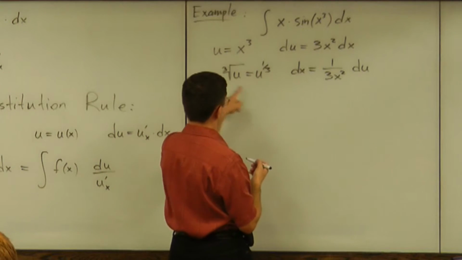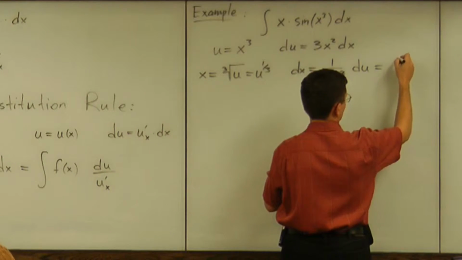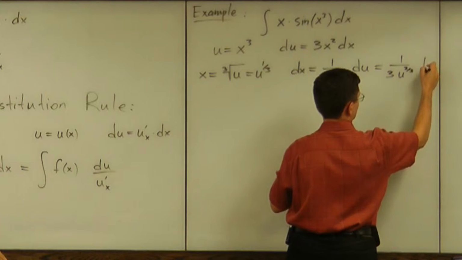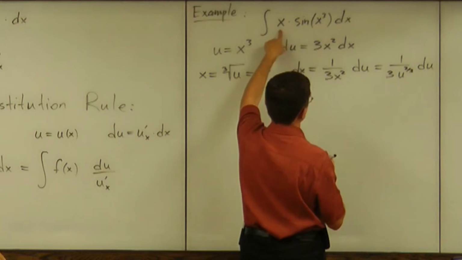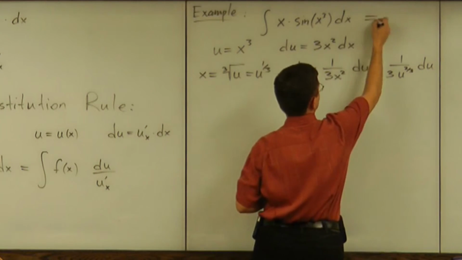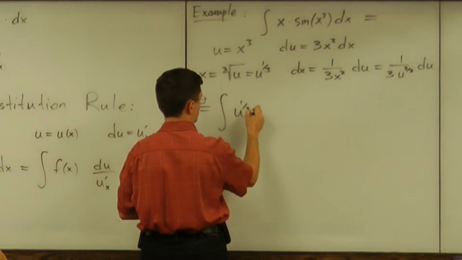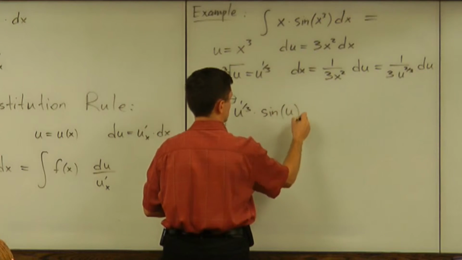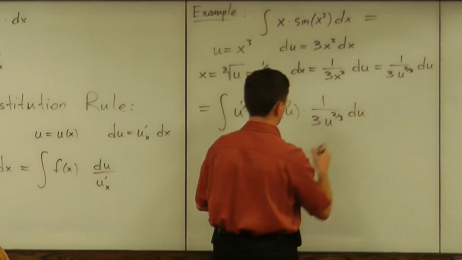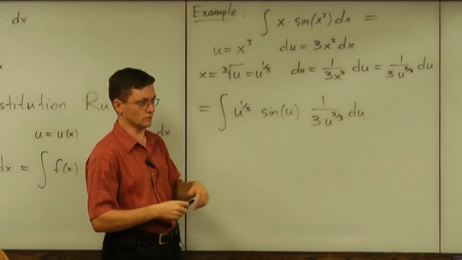And then, if I use this expression for x, my dx becomes completely in terms of u: 1 over 3 u to the power 2/3 du, and everything in the integrand can be written in terms of u. So my integral, I'll continue now the computation of the integral, becomes u to the power 1/3 times sine of u times 1 over 3 u to the power 2/3 du. And I end up with a formula in terms of u.